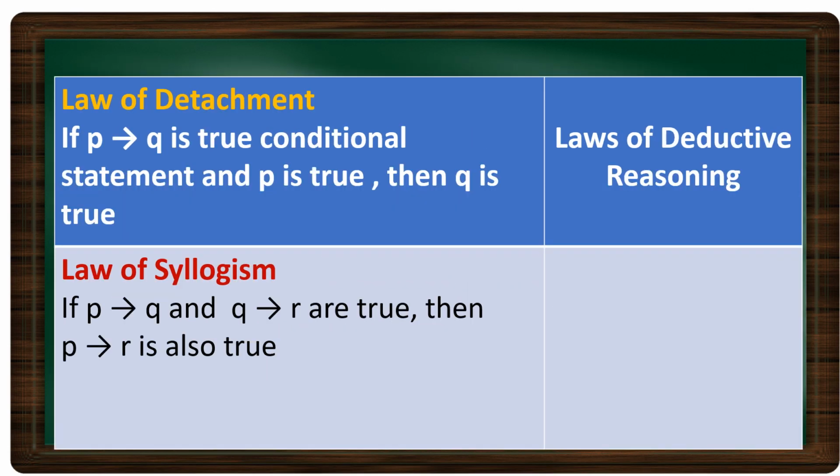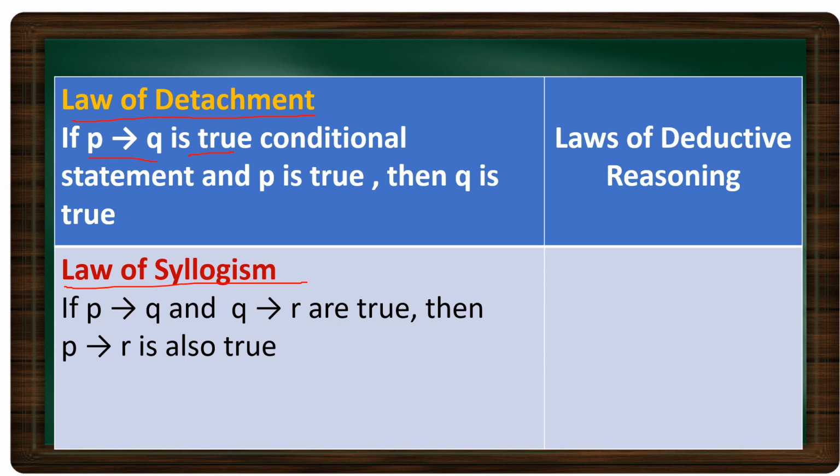In deductive reasoning, meron tayong dalawang laws to follow. The first law is the law of detachment, and the second law is the law of syllogism. Sa first law, there is if P, then Q. Remember that if P, then Q is a conditional statement. Dapat daw, siya po ay true.